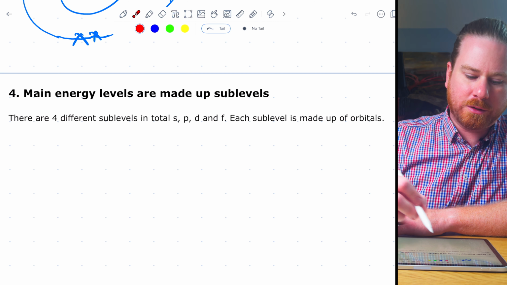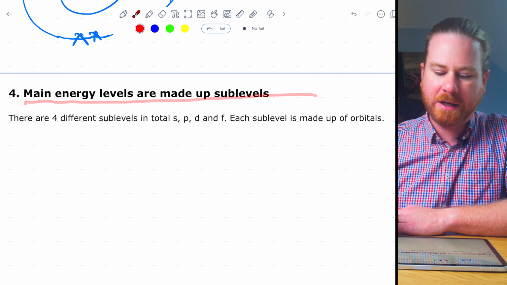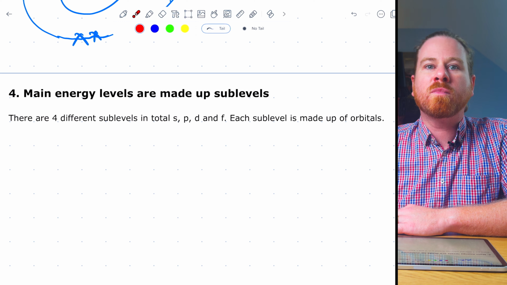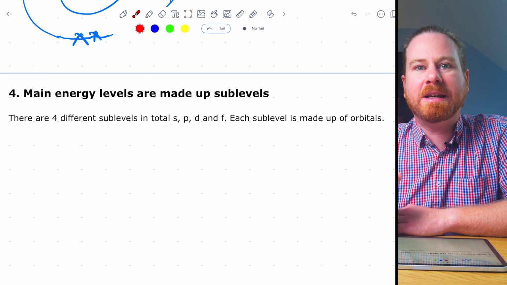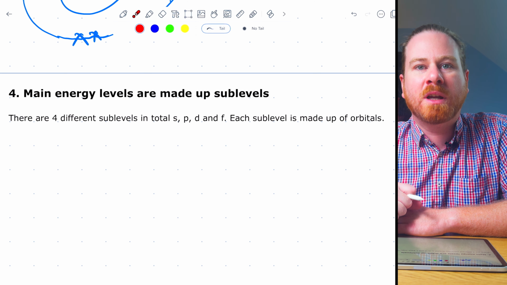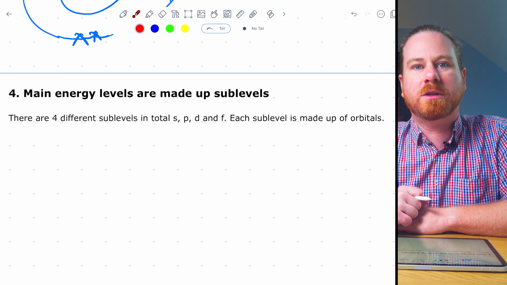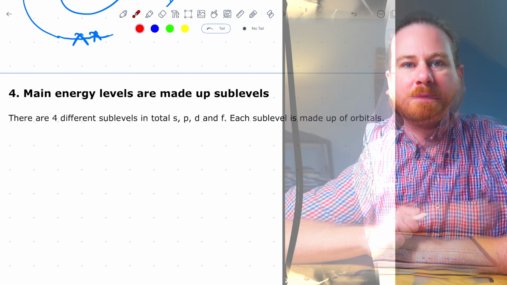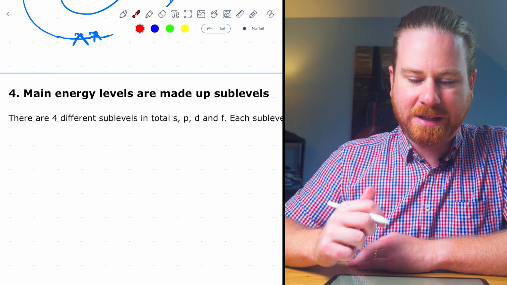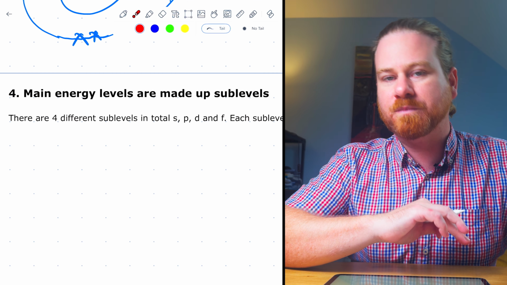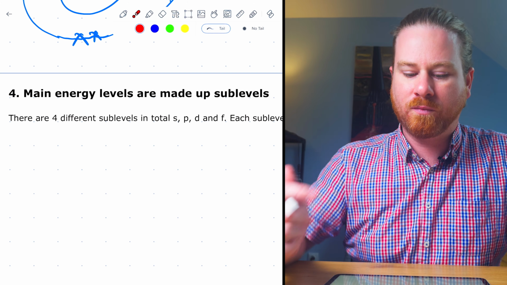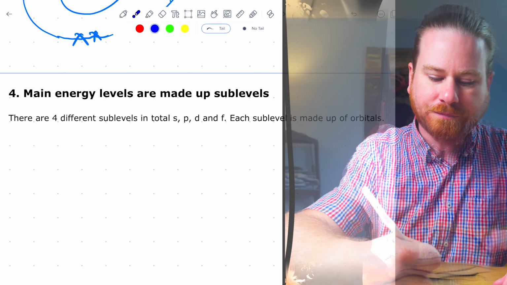Now on to main energy levels. The main energy levels are made up of sublevels. There are 4 sublevels: S, P, D, and F. They all have different energies, as we're going to see in a bit. These are then broken down into orbitals, and each orbital can hold 2 electrons. Again, we'll look at that in more detail in a bit. So let's see how this works, converting what we know already about the shells and applying the sublevels to this.